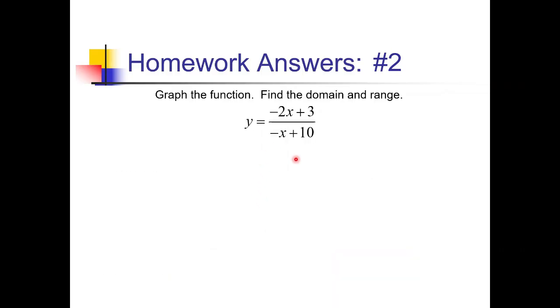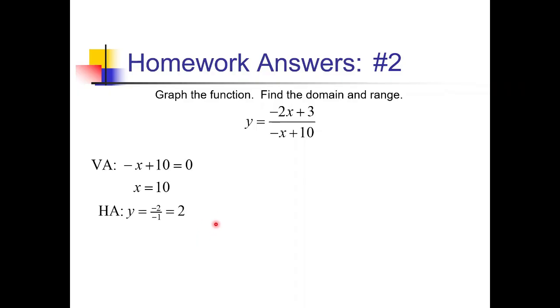To graph this function, let's start by finding the vertical and horizontal asymptotes. So for the vertical asymptote, I can set my denominator equal to 0, so -x plus 10 equals 0. If I just add x over to the other side, I end up with x equals 10 for my vertical asymptote. And then for the horizontal, I take the ratio of the lead coefficients, so that would be y equals -2 over -1, which reduces to +2.